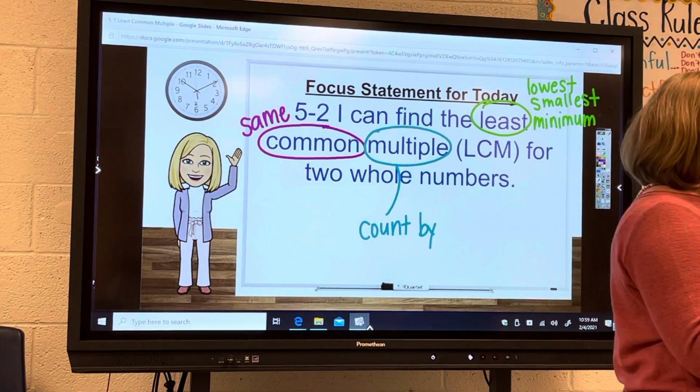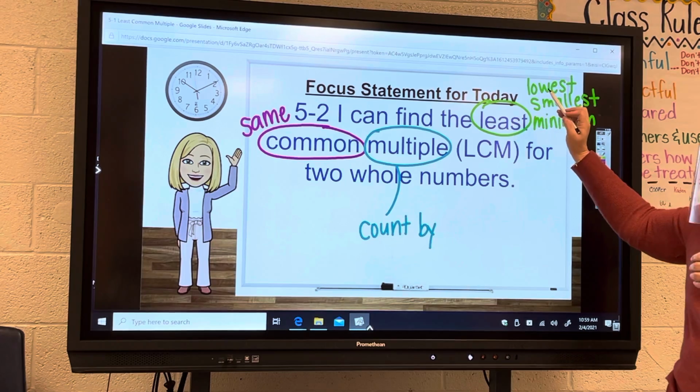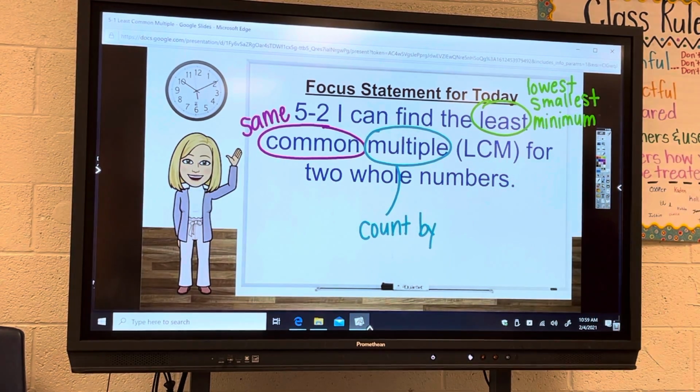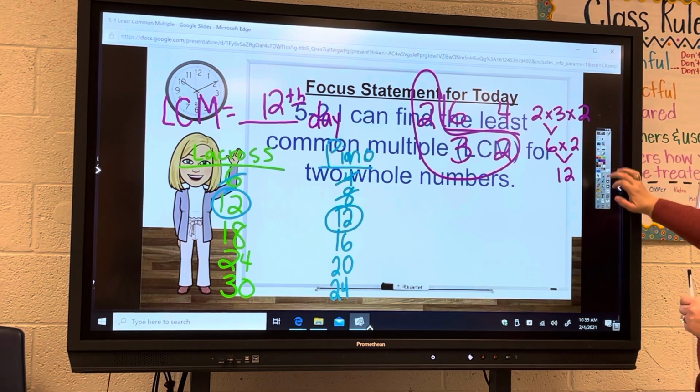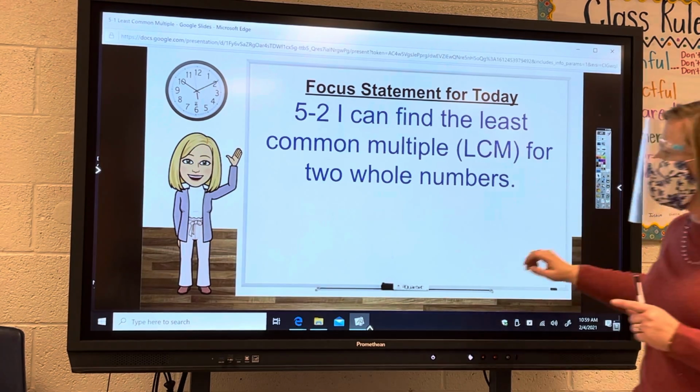So what we're doing is we're being given 2 numbers, and we're trying to find the lowest same number that you count by, okay? Does that make sense? So, on your paper, oh goodness. Let me just, oh, okay.